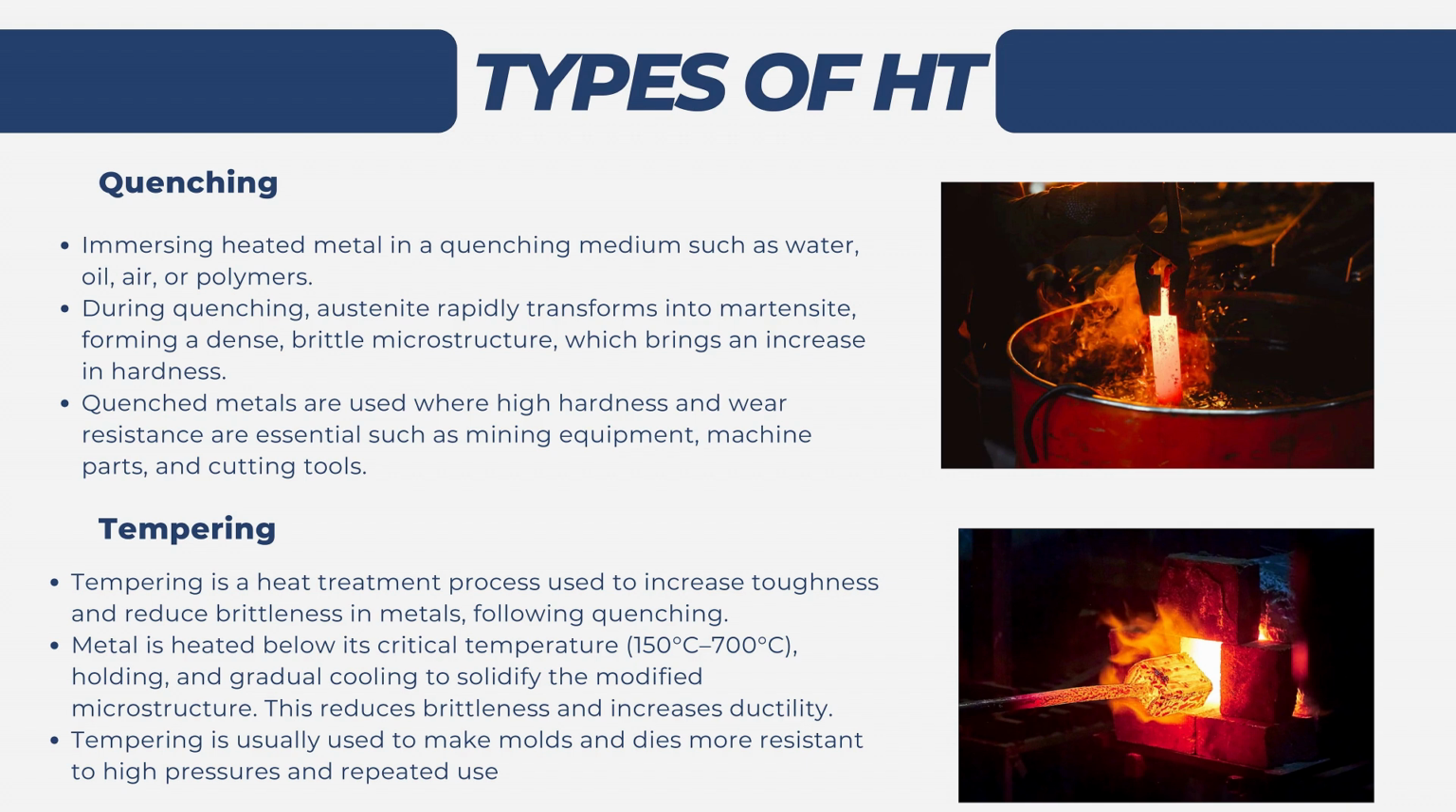So first we have quenching. Quenching involves immersing heated metal in a quenching medium, such as water, oil, air, or polymers. So basically during quenching, metal in austenite state, which is a state where metal is heated around the temperature of 800 to 900 degrees Celsius, is rapidly transformed into martensite, which is a state where metal forms a dense brittle microstructure, which brings an increase in hardness when it is quenched into a quenching medium, such as water, oil, air, or polymers.